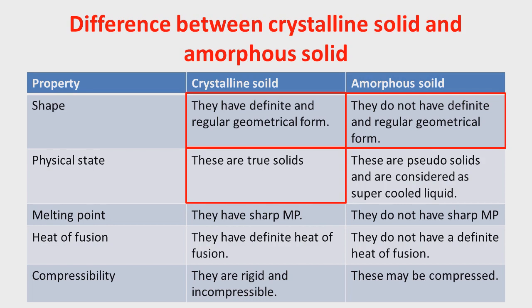Crystalline solids are true solids, whereas amorphous solids are pseudo solids. Pseudo means fake, and they are considered as a supercooled liquid. The best example of this supercooled liquid is glass.